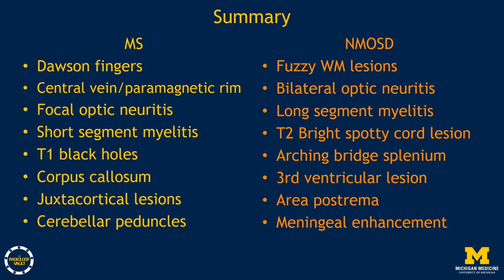In Neuromyelitis Optica Spectrum Disorder, the white matter lesions tend to be more fuzzy with ill-defined borders, and this is what we call the marble look of the NMO lesions. Optic neuritis is more aggressive, extensive, frequently bilateral. The same thing can be said of the myelitis, which is long segment characteristically. The presence of the T2 bright spotted cord lesions is also a feature of NMO.